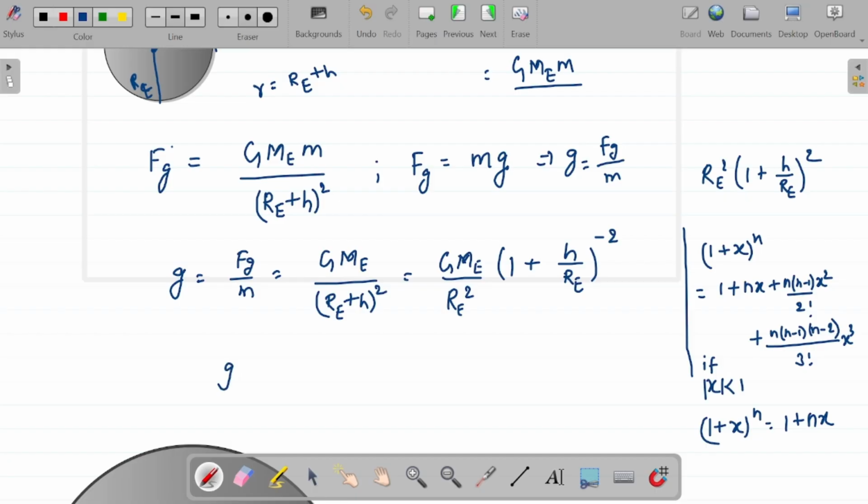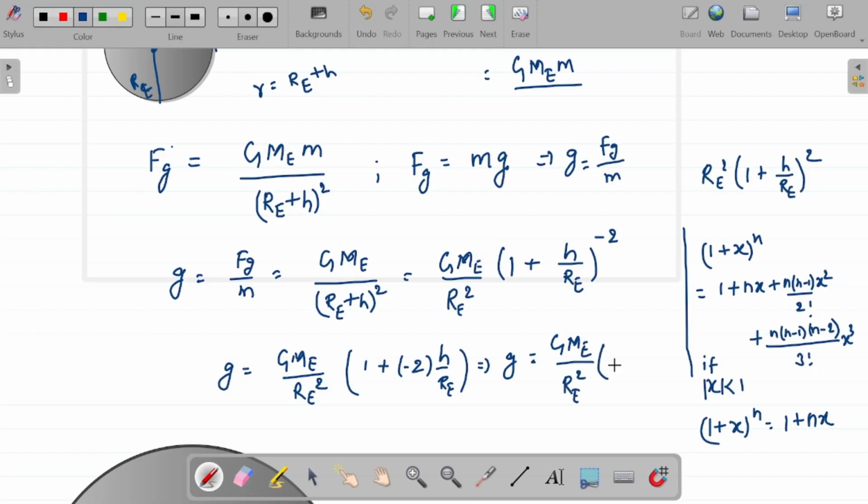So if we are using that case here, this will be G M_e by R_e square, and then we will have 1 plus this thing multiplied with this n, so minus 2 into h by R_e. Ultimately we will have g equals G M_e by R_e square times (1 minus 2h divided by R_e). This is what we can get.